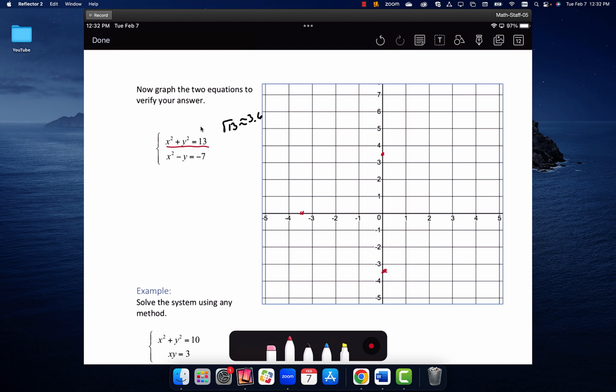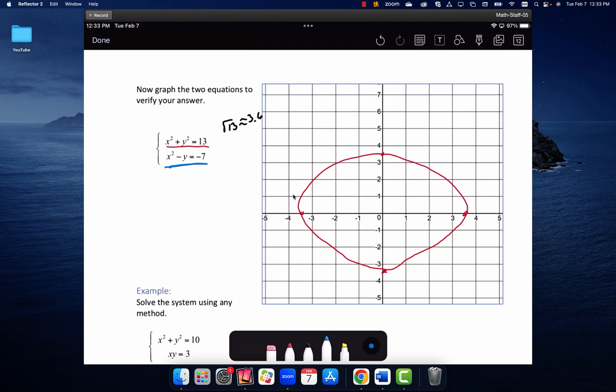So we'll go 3.5 in every direction, play connect the dots. And just pretend this is a circle. I know it's a horrible drawing, but the grid is off scale. So here we have a circle centered at the origin. Radius is roughly 3.5.